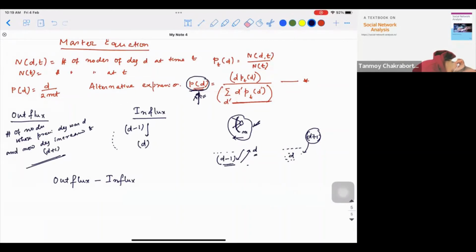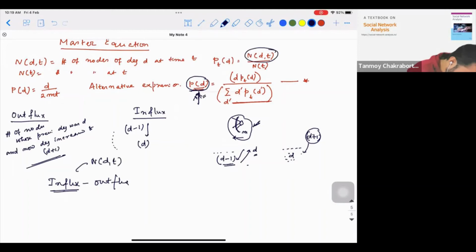You can write it as influx minus outflux, because these nodes will be added to n d comma t, and these nodes will be deleted from n d comma t. We are interested in the change in this number.